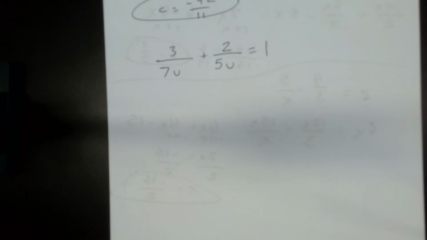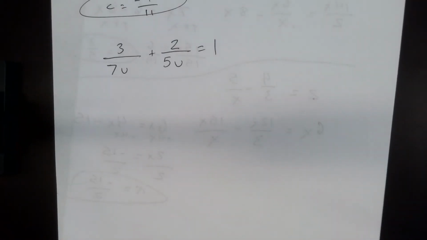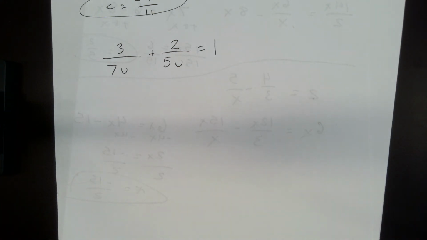Okay, so we're going to get it a little bit harder here. The process stays the same. Step number 1 is to get the common denominator. Now this right here is not 35u squared. Okay, it's close. It's 35u. It's not that.